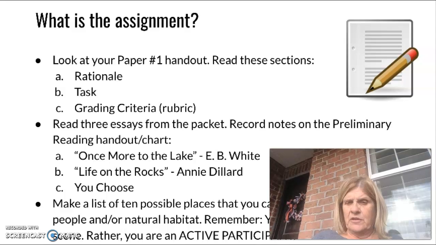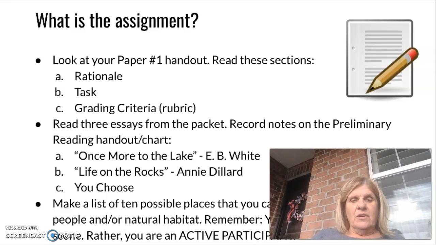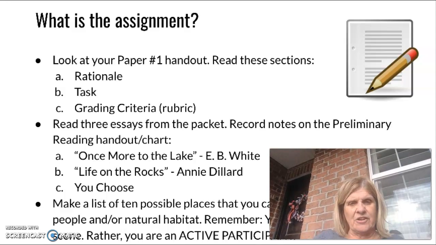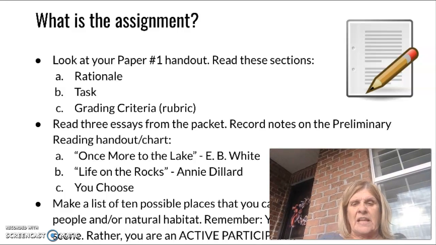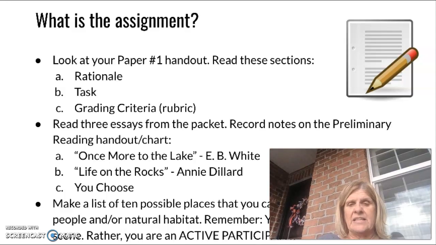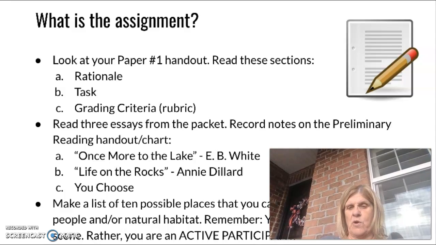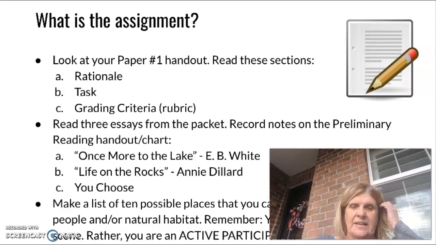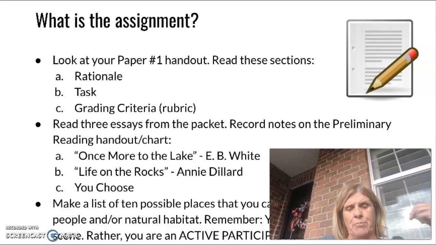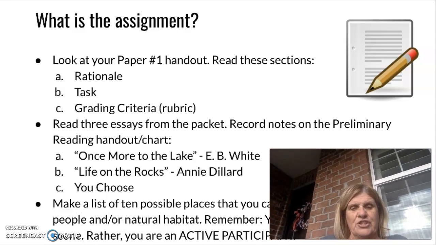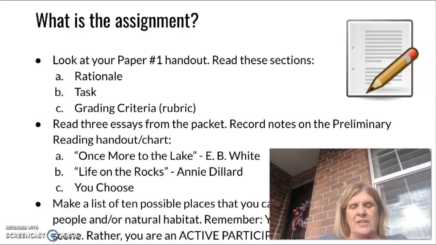The next one that I would love you to read is by one of America's greatest essayists, Annie Dillard. The essay she wrote is entitled Life on the Rocks, about the Galapagos Islands. I've included some slides to help you get a feel for the beauty of the island she talks about in her essay, and I'll go over those in just a second. Then finally, select from 3 or 4 additional professional samples one that interests you, and read it as well.